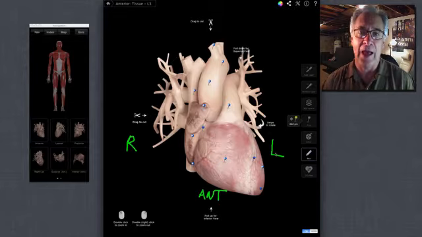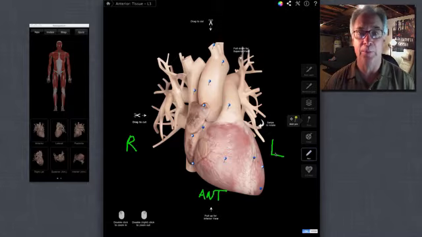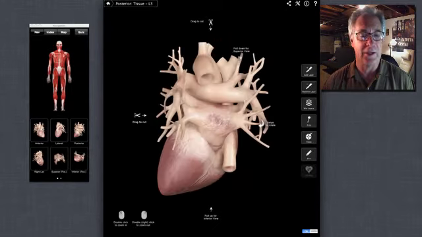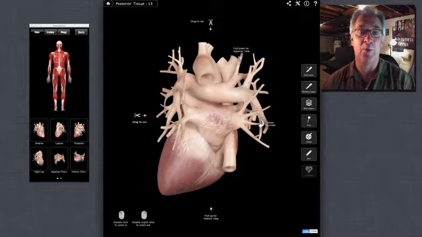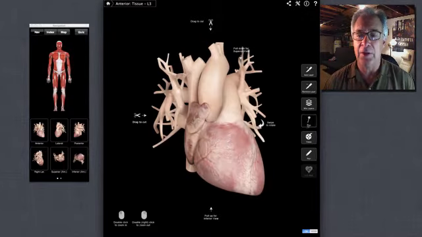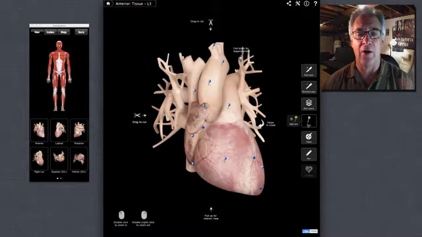Now with knowing that, obviously the back portion would be the posterior side. And so it's really important to keep the orientation firmly in your mind. That's the anterior side. The posterior side is obviously the back side where most of the vessels are. So I'm going back to the anterior side right now. All right, let's go ahead and talk about the right side of the heart first.